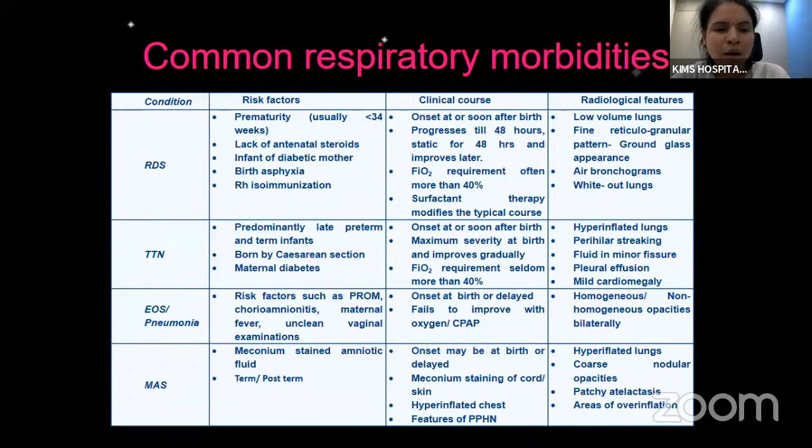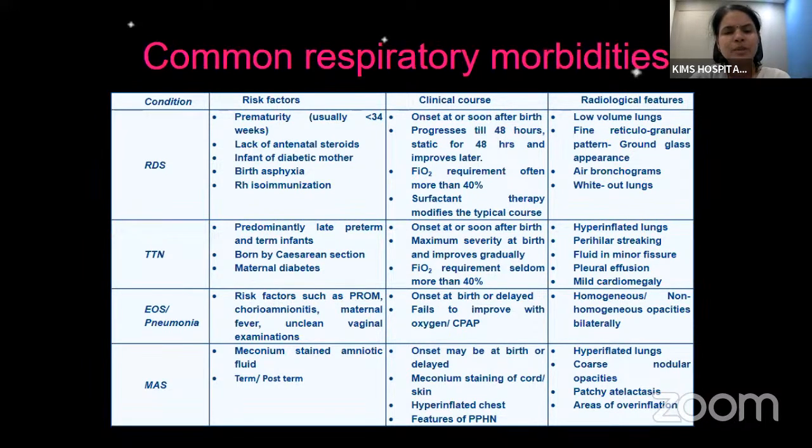So in RDS, the risk factors would include the presence of prematurity, usually less than 34 weeks, lack of antenatal steroids, either completely or giving incomplete antenatal steroids, being an infant of a diabetic mother, either gestational or pre-existing diabetes, the presence of birth asphyxia requiring resuscitation, or Rh immunization. So all these become risk factors which may predispose to RDS.